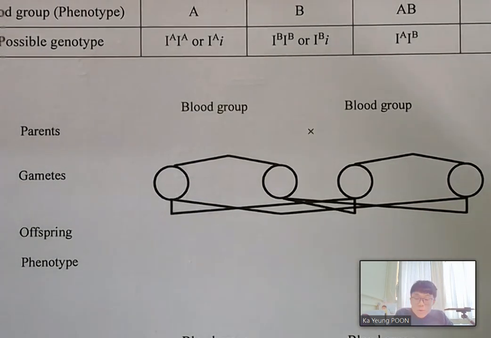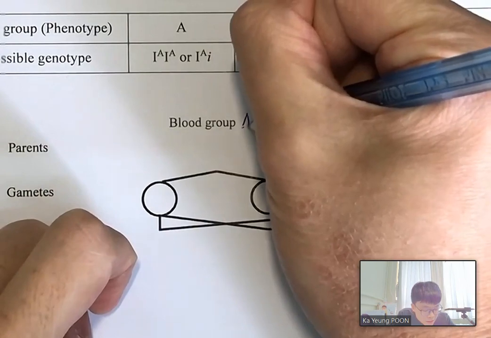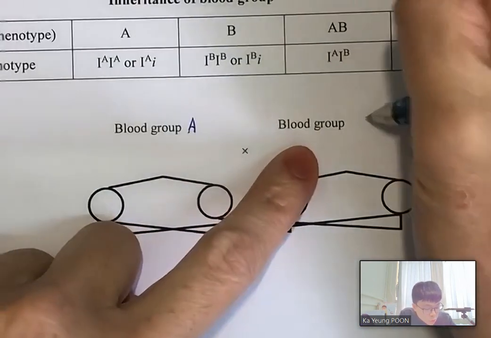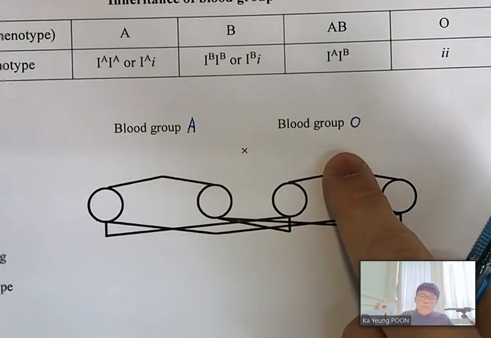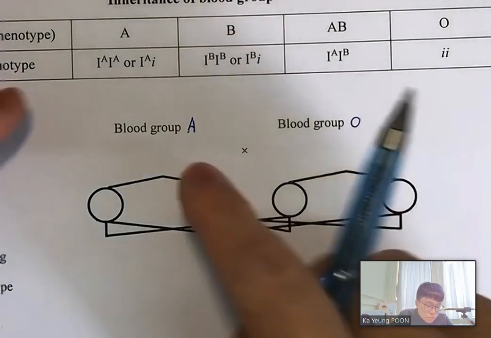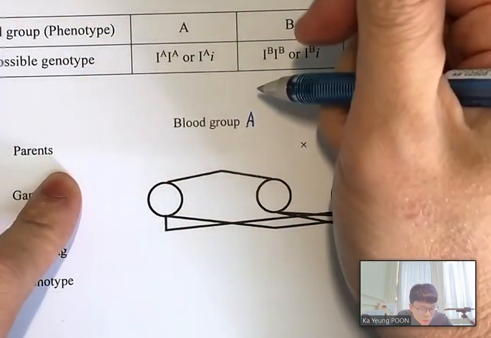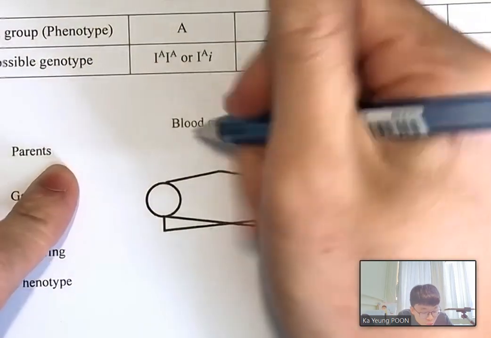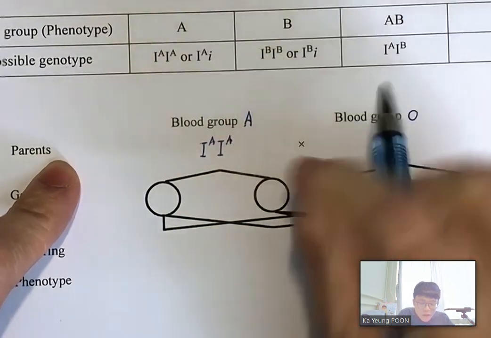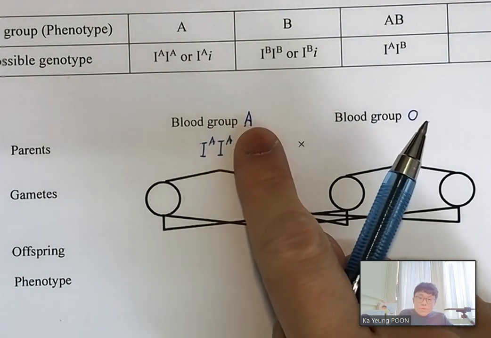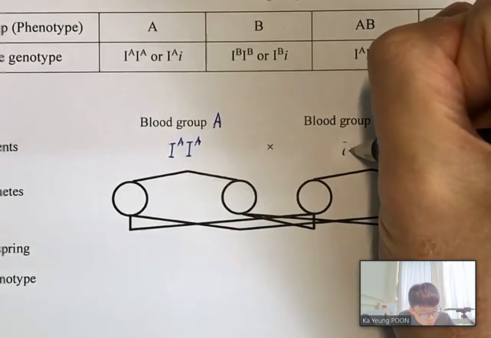So let me use an easy example first, shall we? Say, for example, the male parent has blood group A and the female parent has blood group O. Assume the parent is heterozygous, or homozygous will also do actually. Let's do homozygous first. Then it will be big IA, big IA, for the homozygous dominant parent of blood group A. And of course, for blood group O, there is no other possibility. It will be only small i and small i.